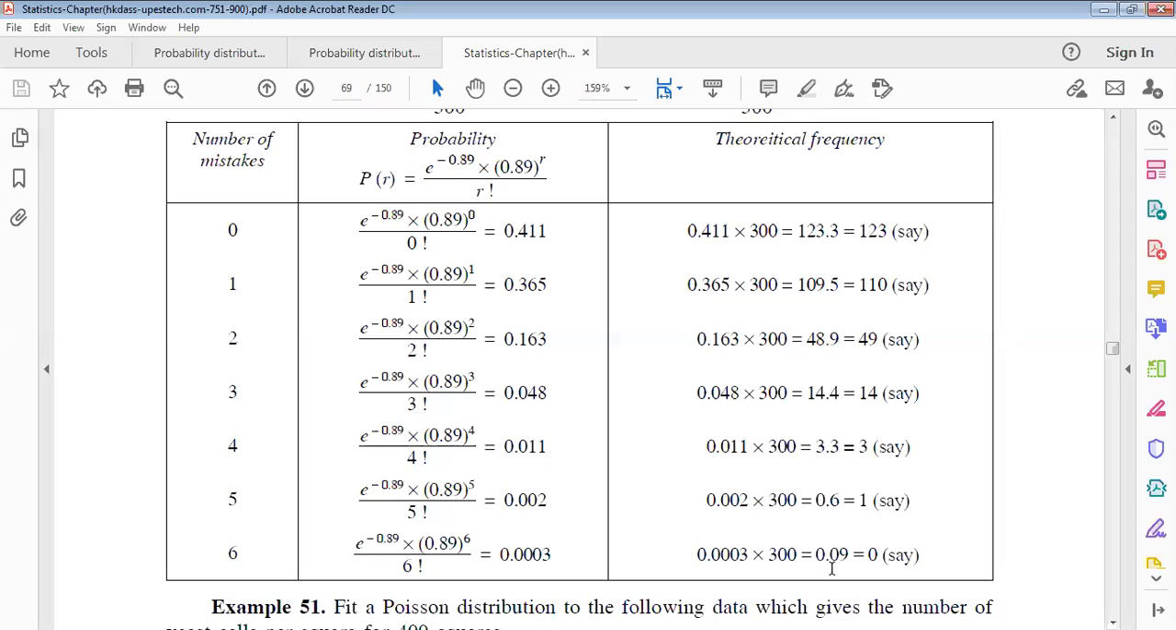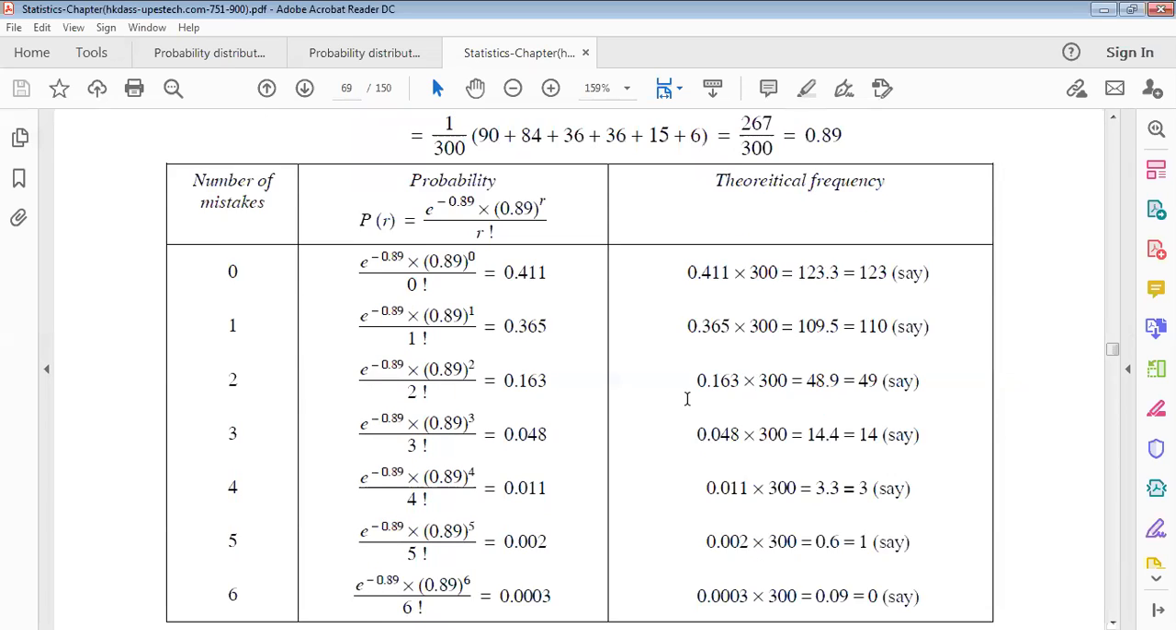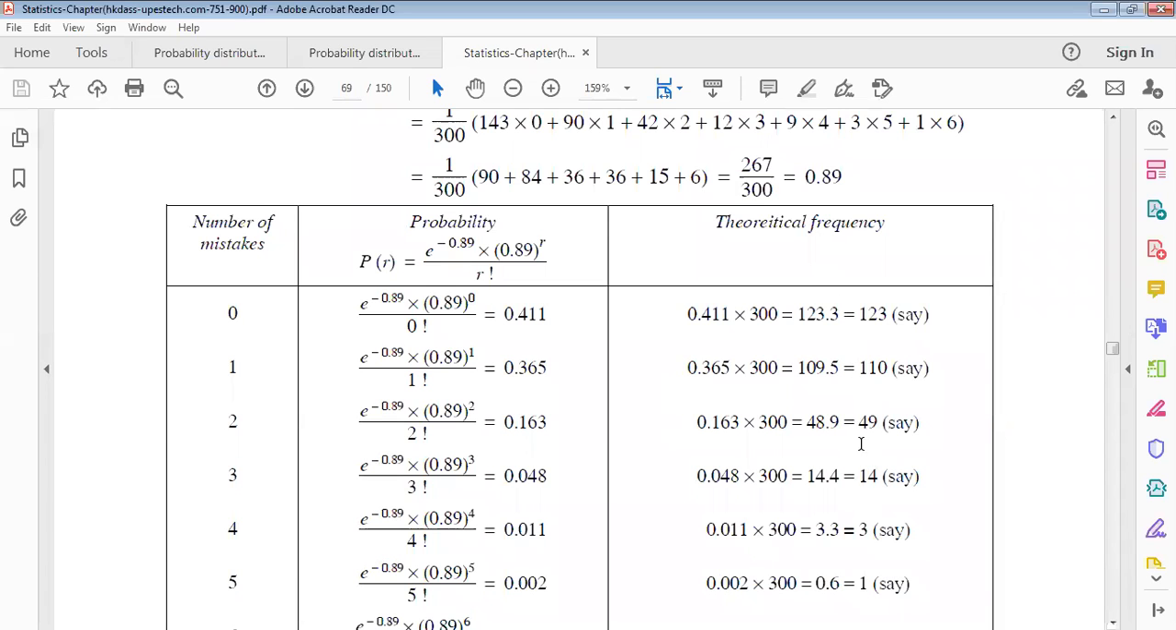Then multiplying by 300, we get 0.09, approximately 0. This is approximately 1, this approximately 3, this approximately only 14, and this approximately 49. And this will be 110. Remember, after the decimal point, if the digit is 5 or more than 5, then we round up to the next consecutive number. So we have fitted the theoretical frequencies. This is the theoretical frequencies.